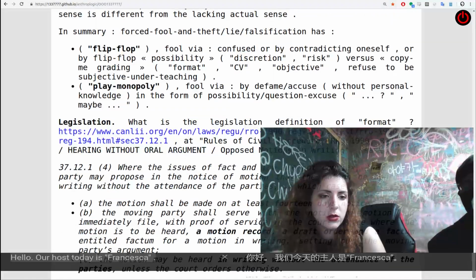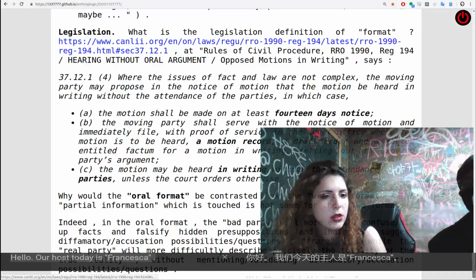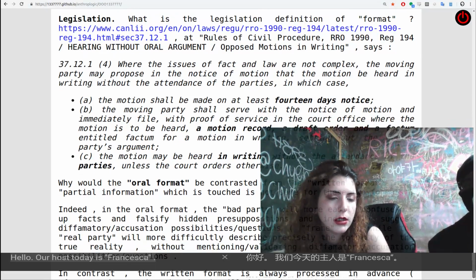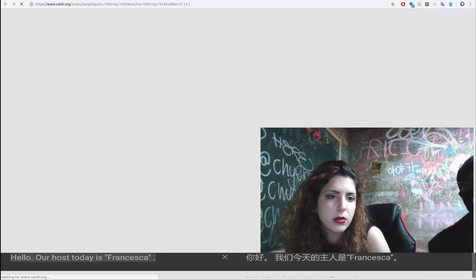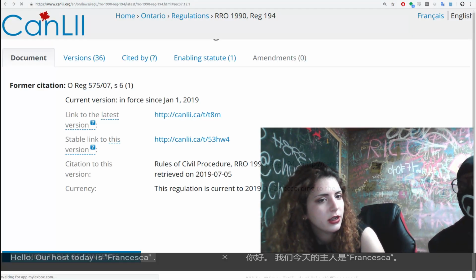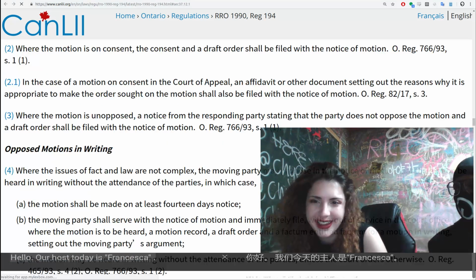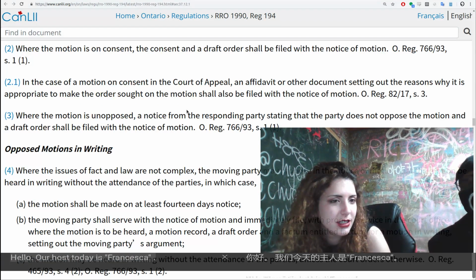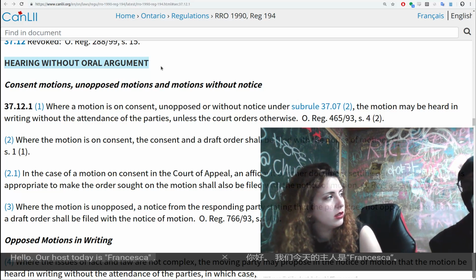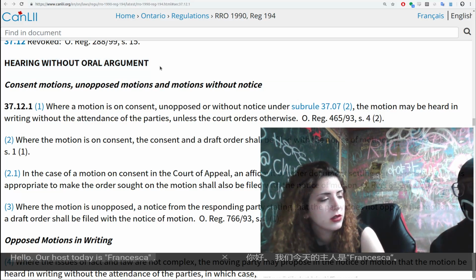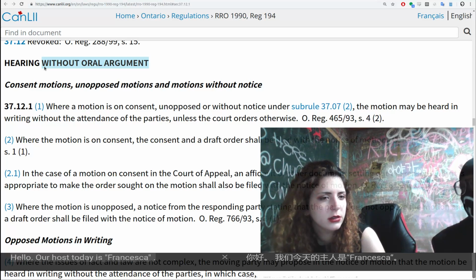So we address this question, and then let's check out this legislation, actually the Canadian legislation. There is a legislation about format, about formatting when you want to present your case orally or without oral argument, in writing only.